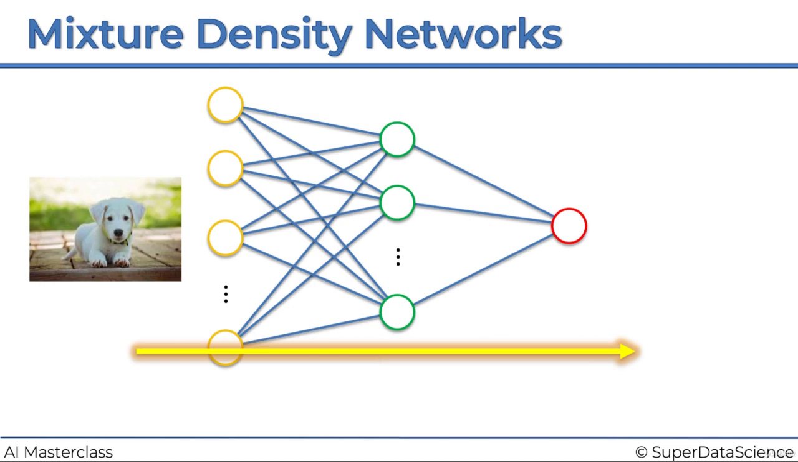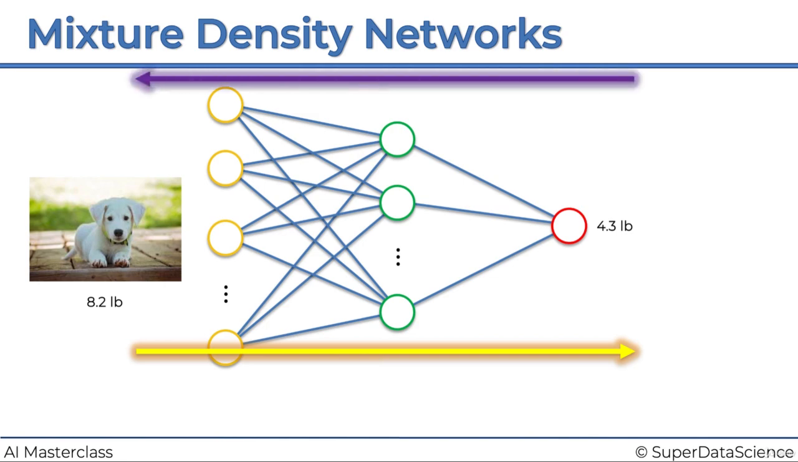And so the values are passed through the neural network, and then the neural network outputs a prediction, a value that it thinks is the weight of the dog: 4.3 pounds. Actually, the weight of the dog is 8.2 pounds, because we know the weight. This is supervised training. And so what happens then? Backpropagation goes back through the neural network, and the weights are adjusted so that next time the prediction is going to be more accurate, and so on. And so happens the training.